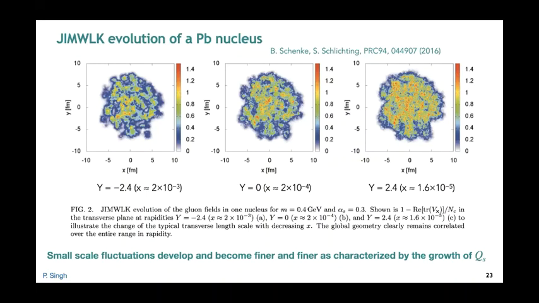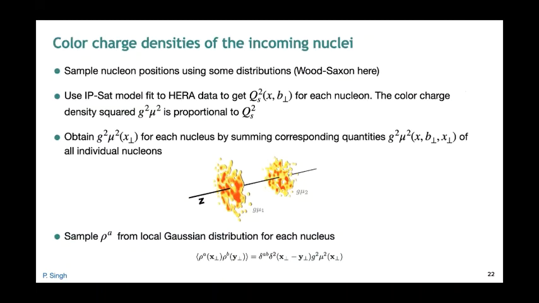And then how do you get that initial density? The initial density is what you get from your color charge densities, and then you use the Yang-Mills equation to calculate the gluon densities.